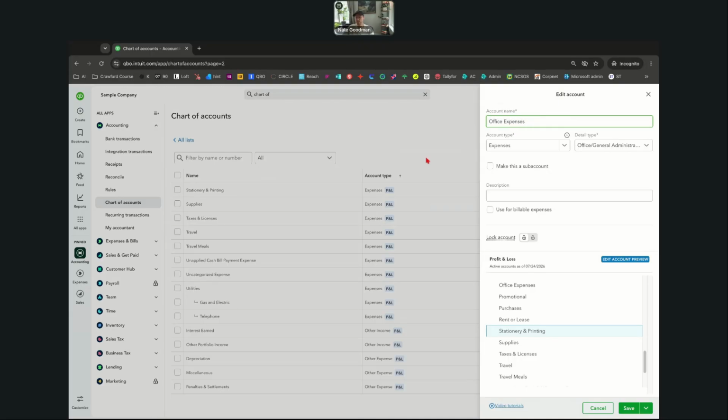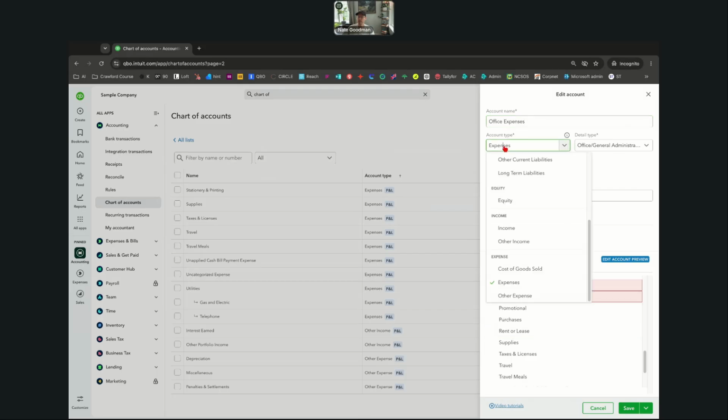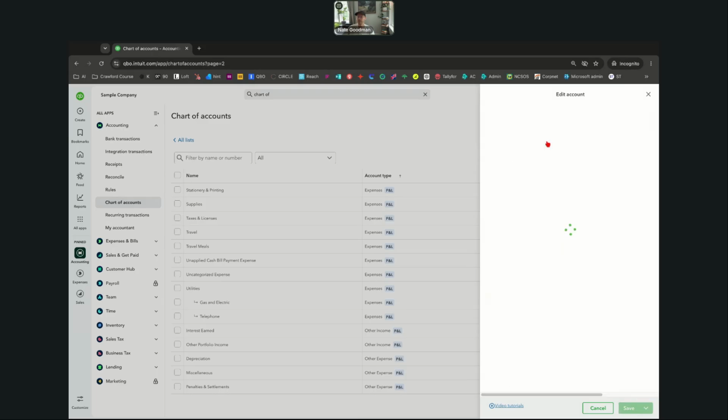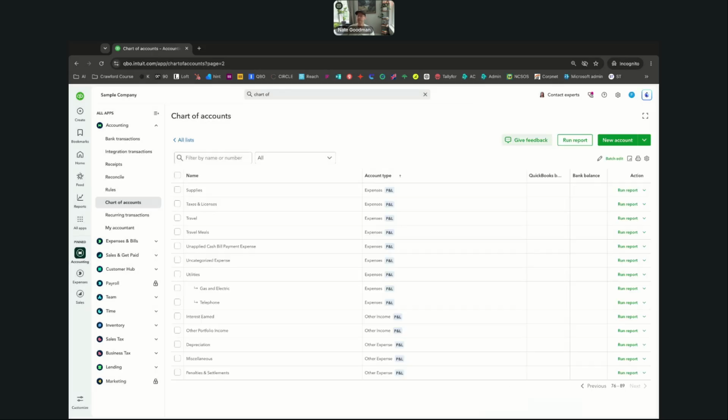and merge them. At least in QuickBooks, you can. And this is kind of the hack as opposed to having to go through and reclassify all your transactions. If I wanted stationery and printing just to end up in my office expenses, I could name this the same account, make sure that my account type and detail type are the same. I could then click save, and then it's going to say, do you want to merge these accounts together? Yes. And all the expenses that were in that account are now getting combined with my other one.